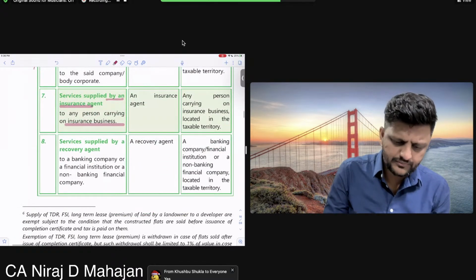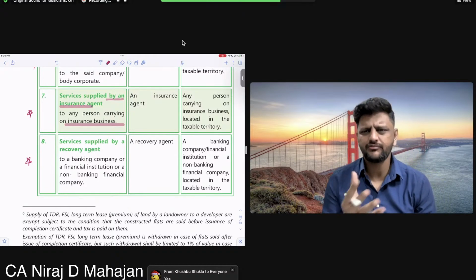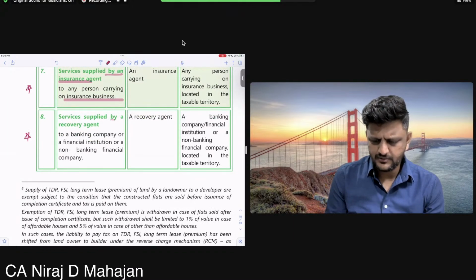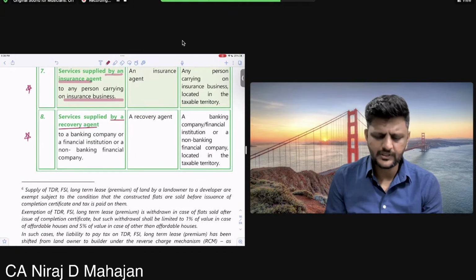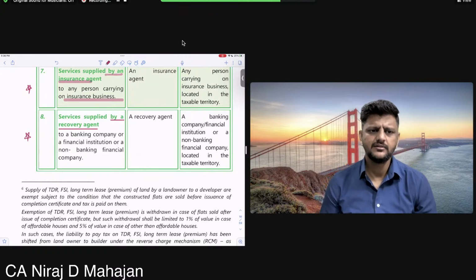Star mark this also. Star mark next one also. Because this had a reference in one of the examples. Service is supplied by a recovery agent, by a recovery agent to a bank. Recovery agent, you understand, no? वसूली भाई. Yes? हाँ.